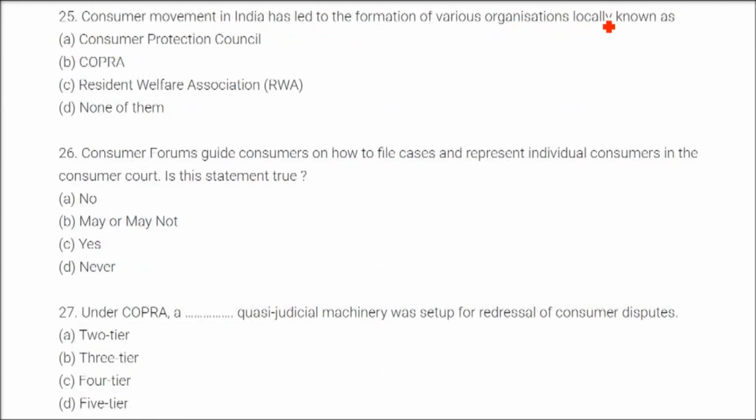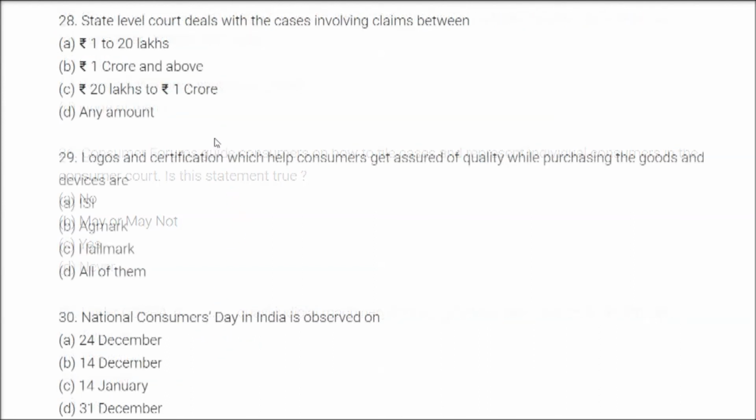The consumer movement in India has led to the formation of various organizations, locally known as Consumer Protection Councils. Consumer forums guide consumers on how to file cases and represent individual consumers in the consumer court. Is this statement true? The answer is yes, it is true. Under COPRA, a quasi-judicial machinery was set up for redressal of consumer disputes. The answer is three tier: the district level, then the state level, then the national level. That is why it is 3-tier.